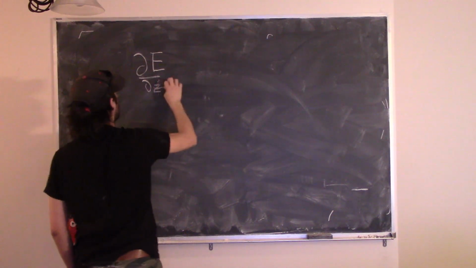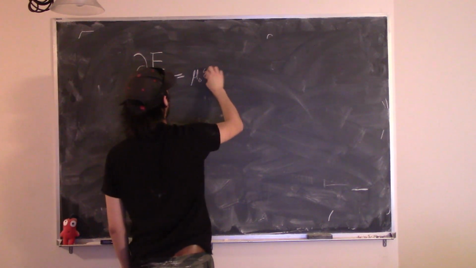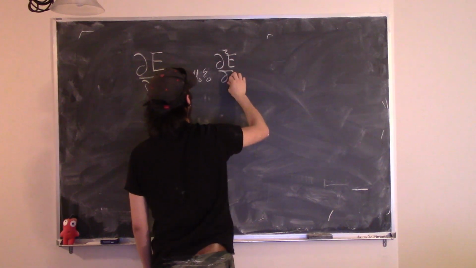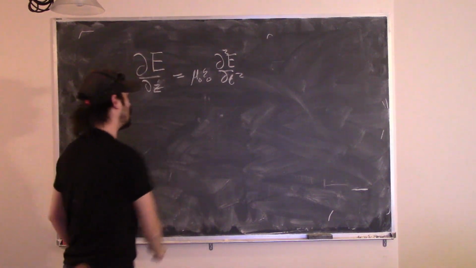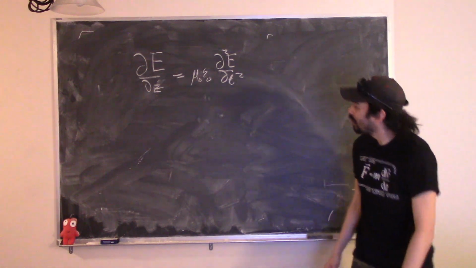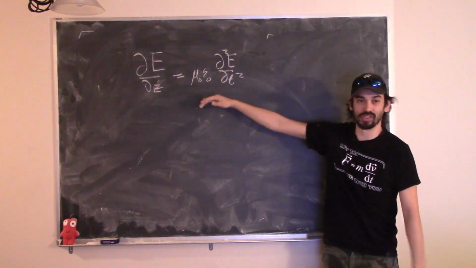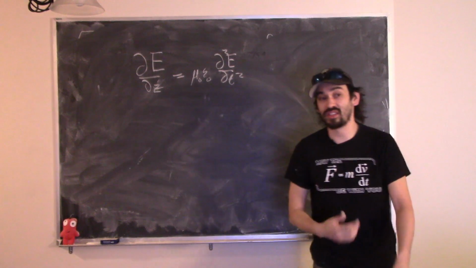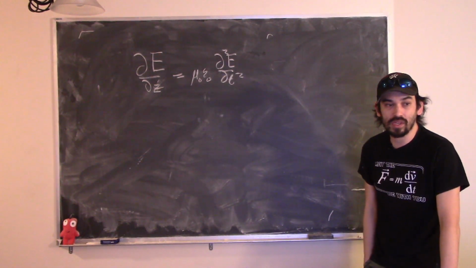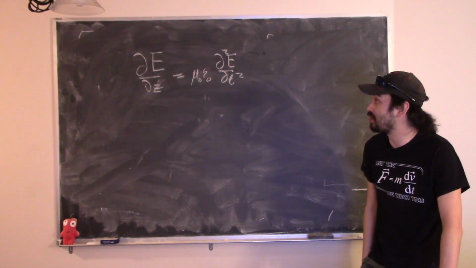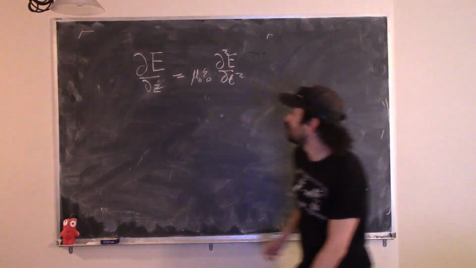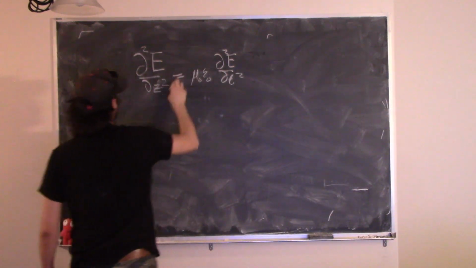Let's do the partial of E with respect to z is equal to mu naught epsilon naught times the partial of E with respect to t squared. Okay. Is this or is this not the wave equation? So imagine I give you four equations like this, and you have to decide whether the equation I gave you is or is not the wave equation. This is an example of something that's not the wave equation. Why? Because the wave equation has second derivatives in space.